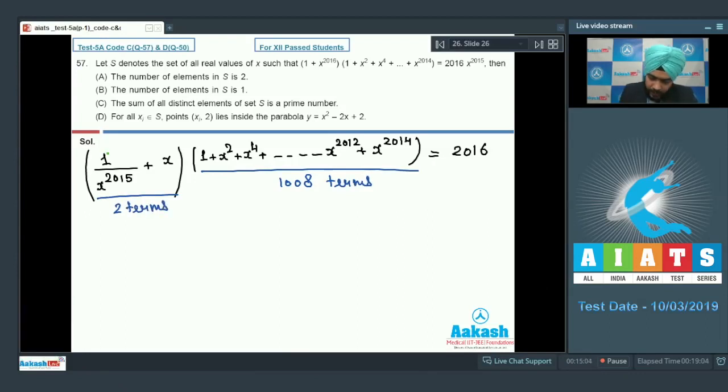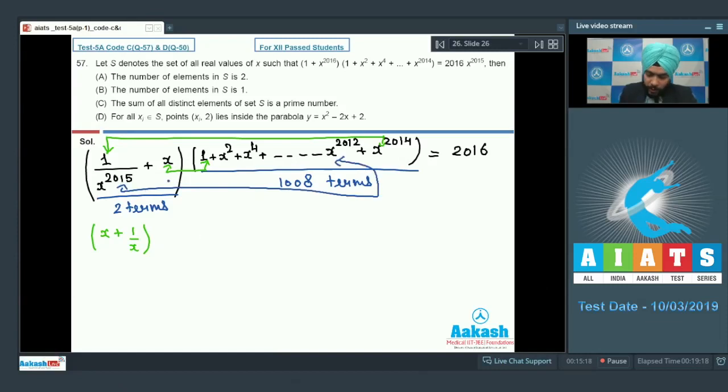How? Let us see. This into the last term is 1 upon x. This into this term is x. So x plus 1 upon x. You can think of AM-GM inequality very easily now. This term into the second last term is 1 upon x cube. This term into this term is x cube. So x cube plus 1 upon x cube.